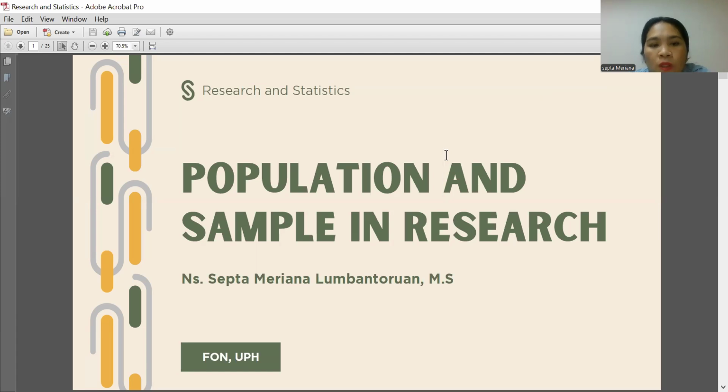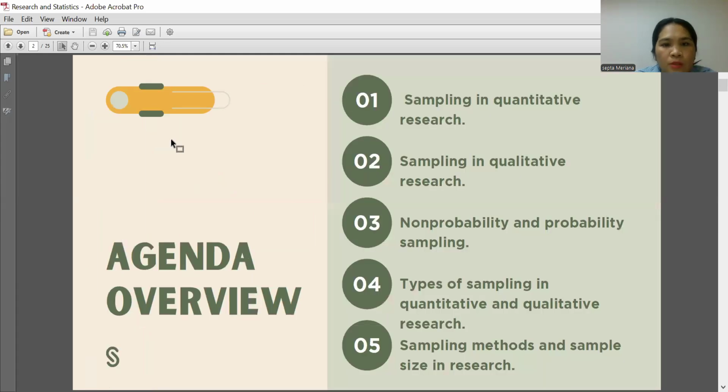And this week we will learn about a new topic, namely populations and sample in research. So this is our outline today. We will be talking about sampling in quantitative data, and also in qualitative, and the sampling methods including non-probability and probability sampling, the types of sampling in quantitative and qualitative research, and sampling methods and sample size in research.